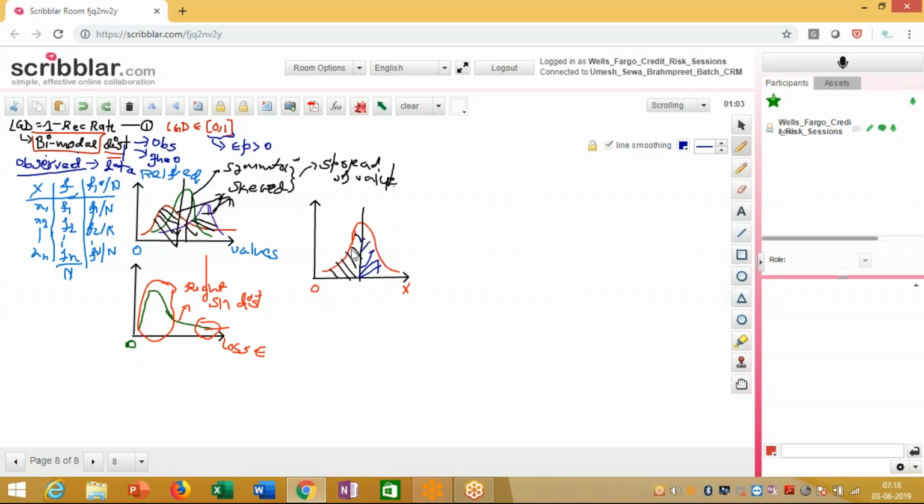So, what is the basic difference between a symmetric and an asymmetric distribution in terms of the nature of the data set? For a symmetric distribution, the variable that you have is a homogeneous variable, right? The values of the variable are more or less homogeneous and there is no presence of extreme values.